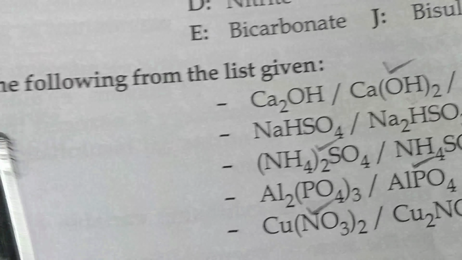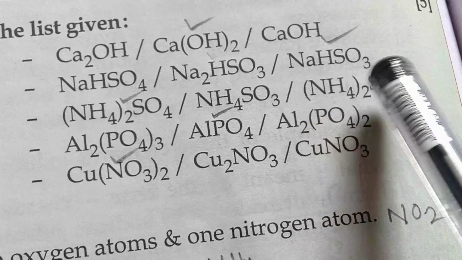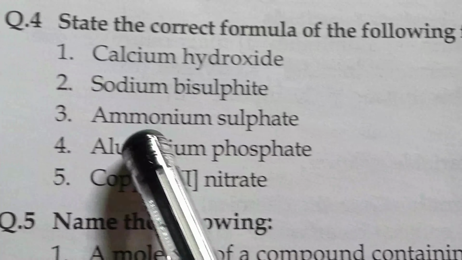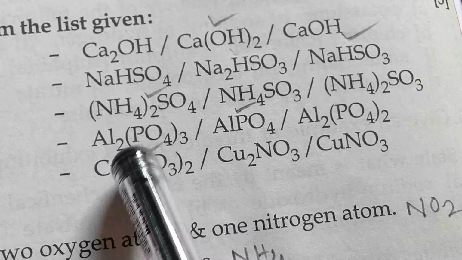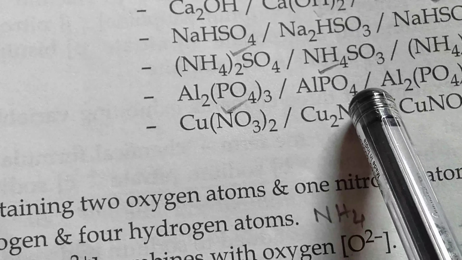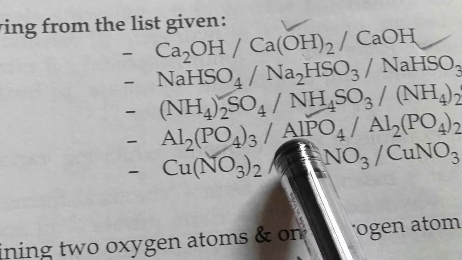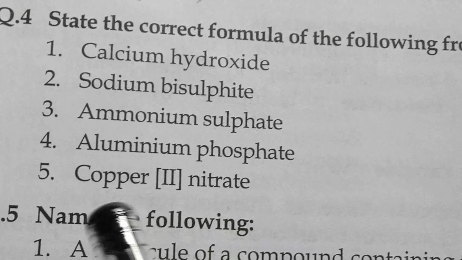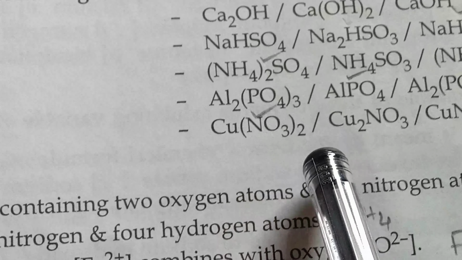Next, state the correct formula of the following from the list given. Calcium hydroxide, Ca(OH)2. Sodium bisulfate, NaHSO4. Ammonium sulfate, (NH4)2SO4. Aluminium phosphate, AlPO4. So students, be careful. Just mark it carefully. AlPO4. Copper 2 nitrate, Cu(NO3)2.